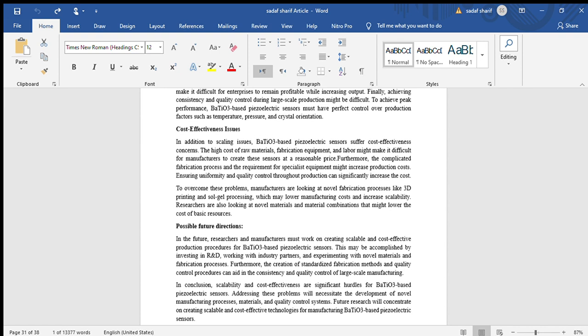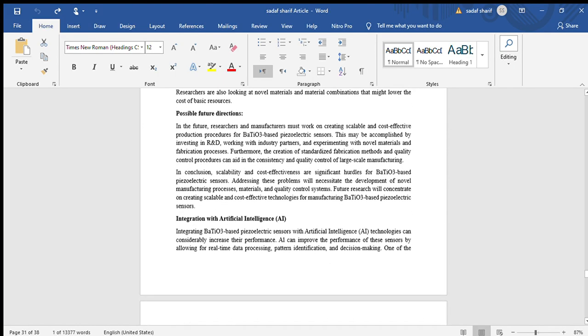Now, what are its possible futures? Possible future directions. In the future, researchers and manufacturers must work on creating scalable and cost-effective production procedures for barium titanate based piezoelectric sensors. This may be accomplished by investing in R&D, working with industry partners, and experimenting with novel materials and fabrication processes.